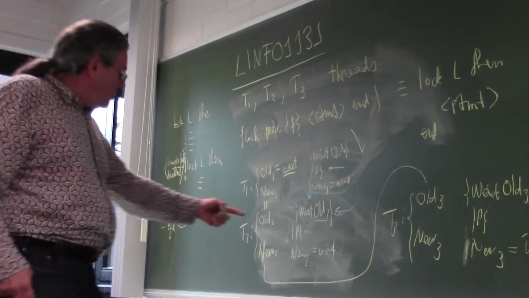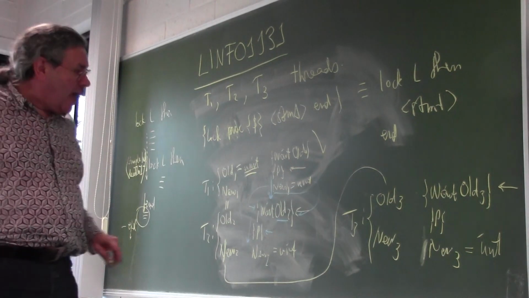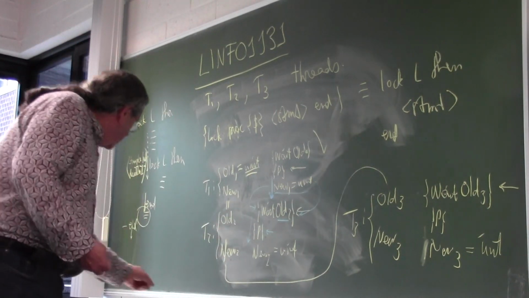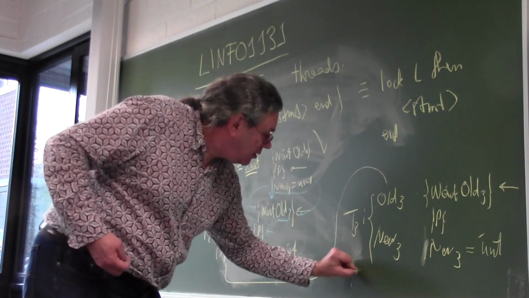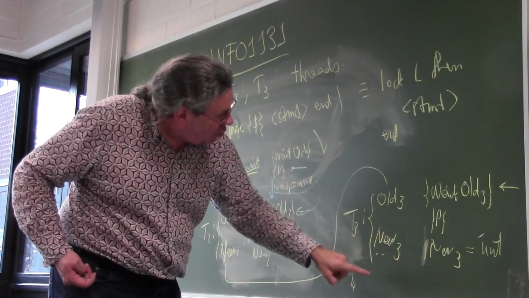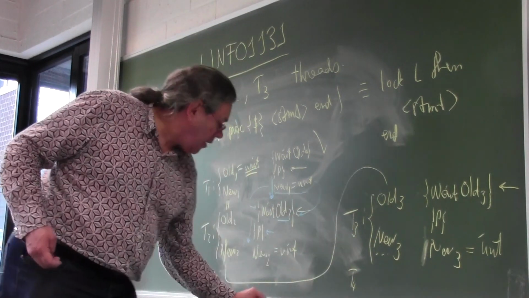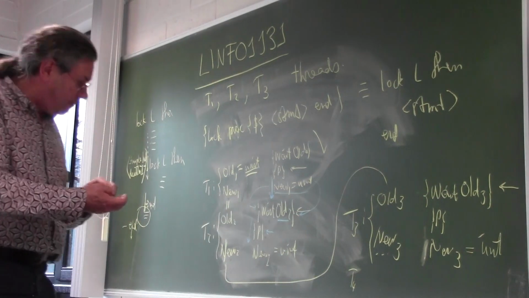So now we have T2 running here, and T3 is waiting. Okay? And if there would be a T4, assume there's a T4 coming in, it would also wait, because the old 4 would be the same as new 3. So you can have many threads waiting. But here there's T3 waiting.